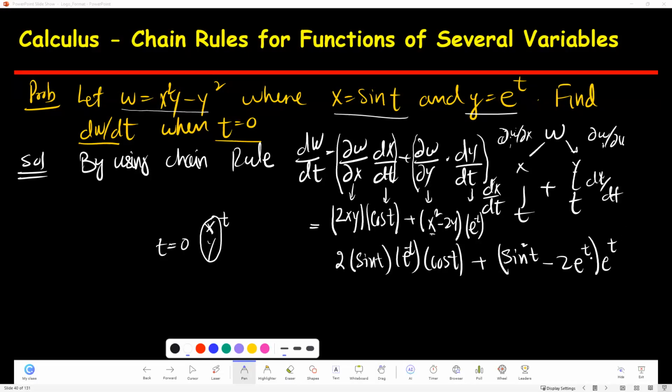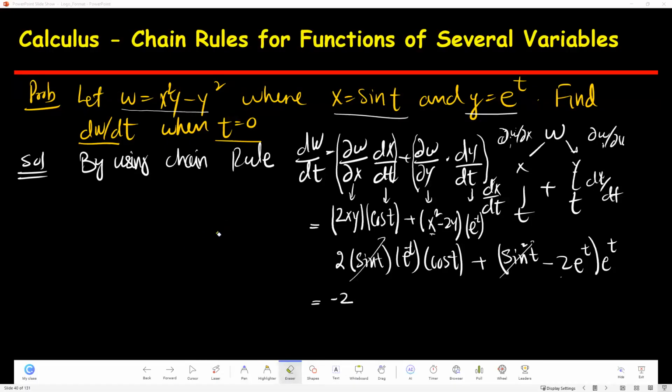You can further simplify this, and I think everything will be gone, right? Everything will disappear except this minus 2. This whole thing will be 0 and this thing will be 0 when you substitute t. Sin t is 0, e^0 is 1 and 1, so it's going to be minus 2 is the answer for this whole function.